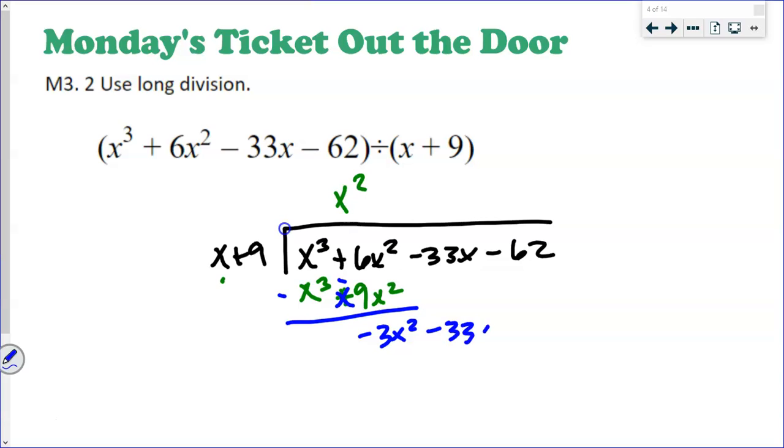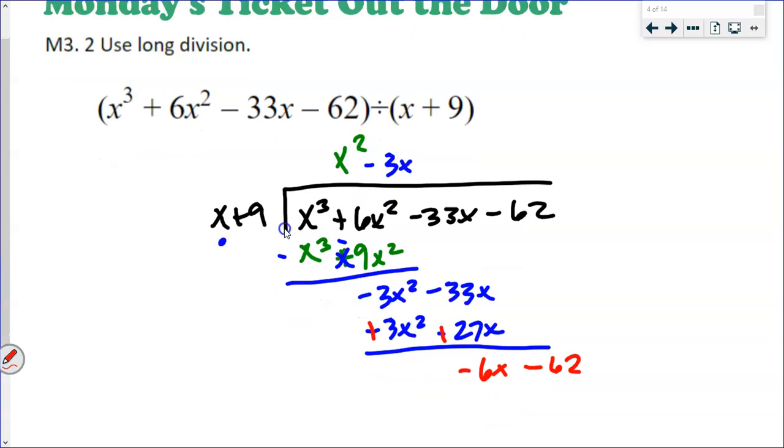Minus 33x. Now again, what do we have to multiply times this x right here, y'all, to get this? It would be negative 3x, right? So that's going to be negative 3x squared. Again, multiply that negative 3x times the negative 9, so that's going to be negative 27x. So again, we are going to go ahead and change the signs here because we're subtracting this. So that's going to give us negative 6x here, minus 62.